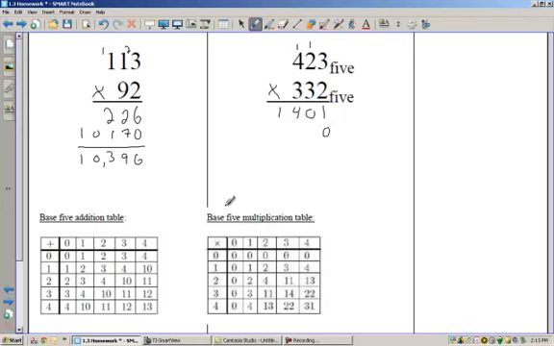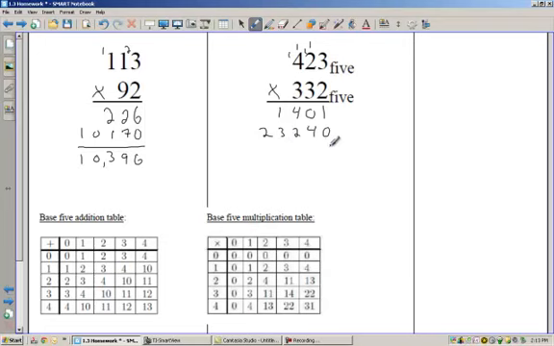3 times 3, well, 3 times 3 is a 14. So I add a 4 there, and I carry this 1. 3 times 2, well, 3 times 2 is 11, and I add the 1, and I get 12. And I carry the 1. And then 3 times 4, well, 3 times 4 is 22, and I add that 1 I carried, and I get 23. So far, so good.